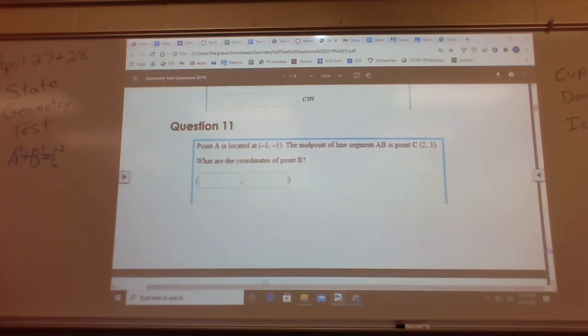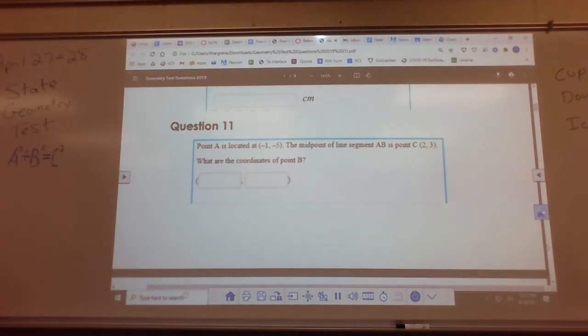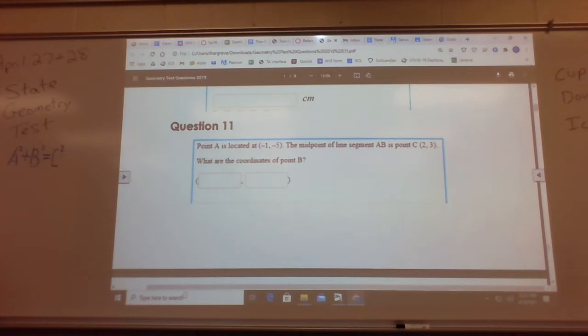Number 11. Point A was located at -1, -5. It says the midpoint of segment AB is point C, which is at 2, 3. What's the coordinates of point B? Now, typically they give you a piece of scrap paper, and the piece of scrap paper is graph paper. So that way, if you do want to happen to graph something, you can do that. I kind of graphed that question over here. I apologize if you're watching on the video because you can't really see over here. But this was the point -1, -5. This was 2, 3, the middle.